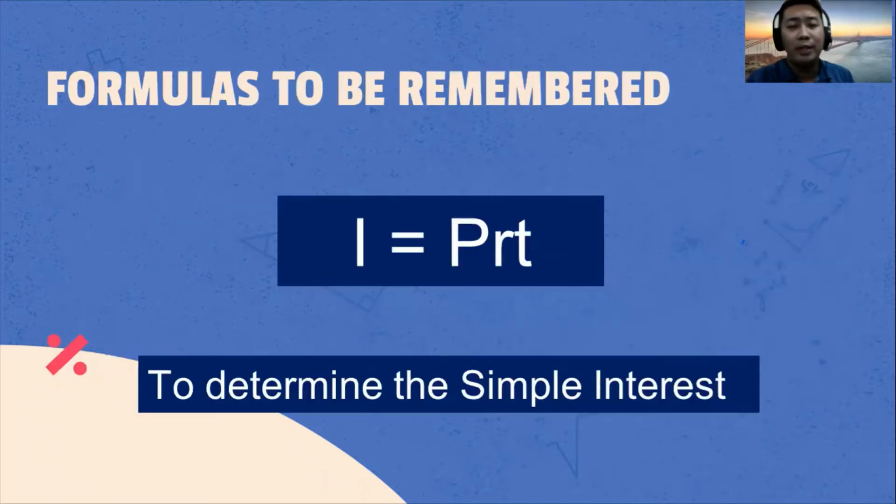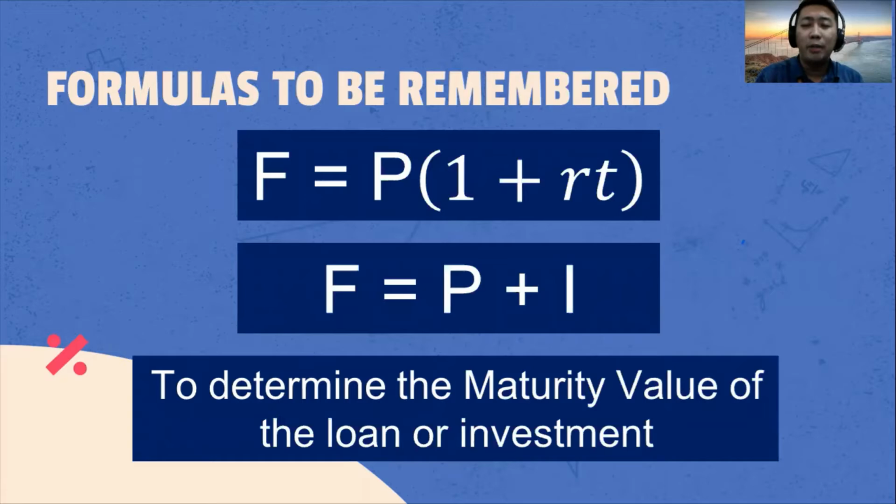Formulas to be remembered. To determine the simple interest, that is I, simple interest is equal to principal amount multiplied by rate multiplied by time. To determine the maturity value of the loan or investment, that is F, maturity value is equal to the principal amount multiplied by the quantity of 1 plus the product of the rate and time. Or it can be maturity value is equal to principal amount plus the interest.